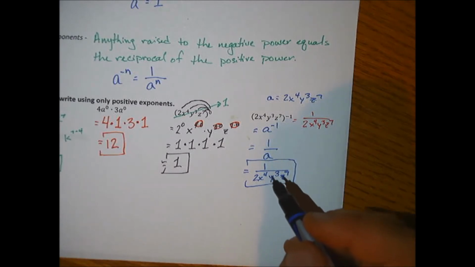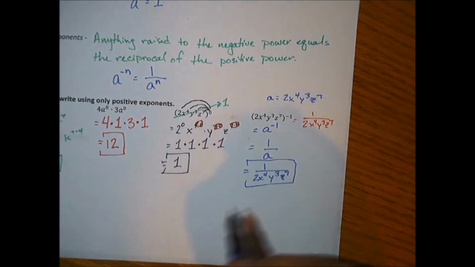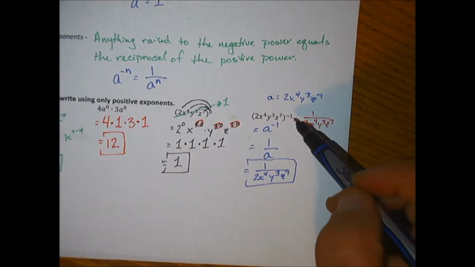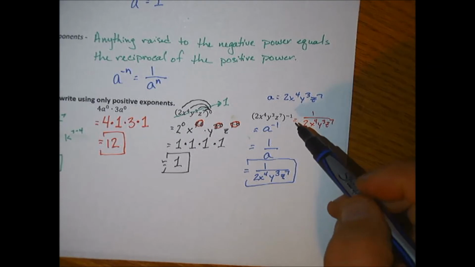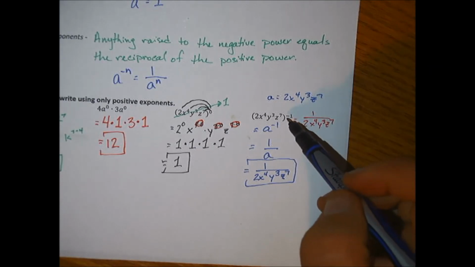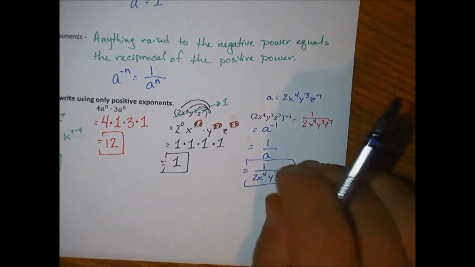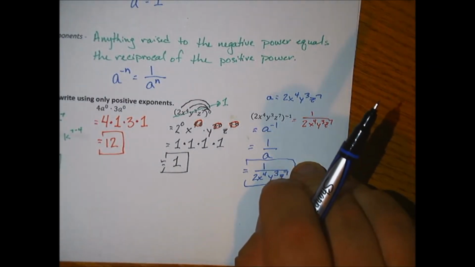Everything's being raised to a negative exponent, so it's all going to go down below. And since it's a negative 1 and not a negative 2 or 3 or 4 or anything, the values of the exponents don't change, because 1 times 1 is 1. So that works out for us. Let's go ahead and turn the page and move on.